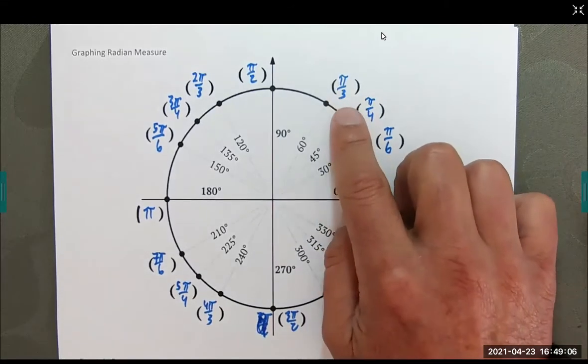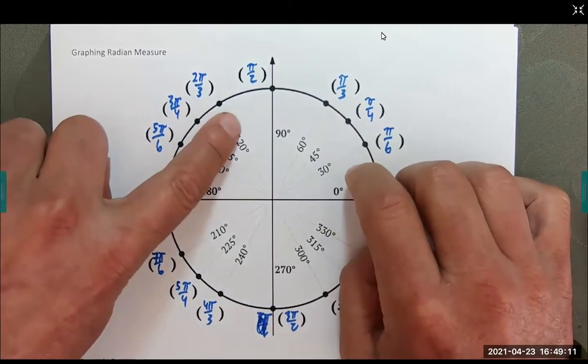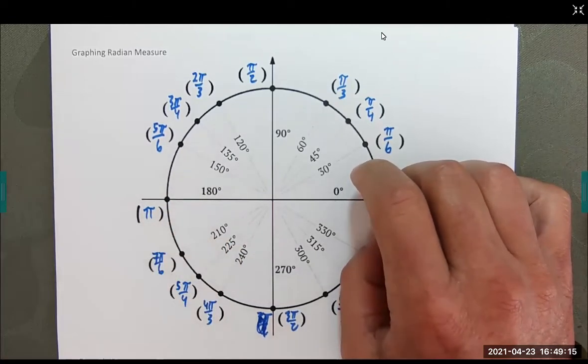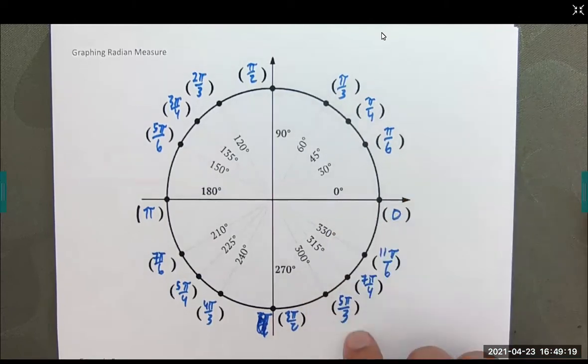Same with the pi over 3. Here's 60 degrees. Here's 2 pi over 3, 60 degree reference angle. 4 pi over 3, 60 degree reference angle. And 5 pi over 3 is a 60 degree reference angle.